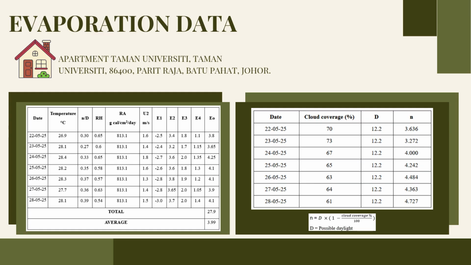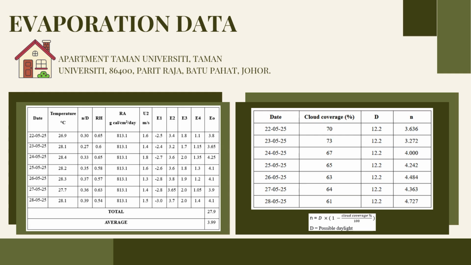This is evaporation data at Apartment Taman University, Parit Raja. The highest temperature was 28.4 degrees Celsius on 24th May, which matched the highest evaporation rate of 4.25 millimeters. Average EO for the week was 3.99 millimeters. Low humidity between 54% and 65%, along with wind speeds of 1.3 to 1.8 meters per second, supported higher evaporation.